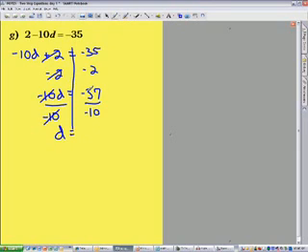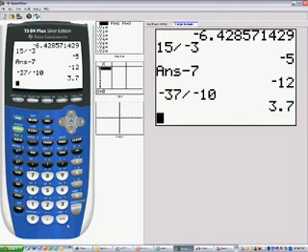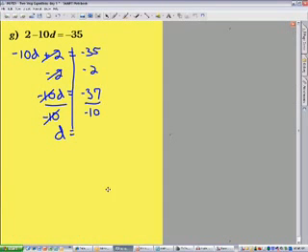D is equal to the quotient of negative 37 and negative 10. Let's use our calculator for that one. Negative 37 divided by negative 10 is going to be 3.7, or 3 7/10. Let's stick with the decimal for now. Negative 37 divided by negative 10 should give you 3.7. That's positive.